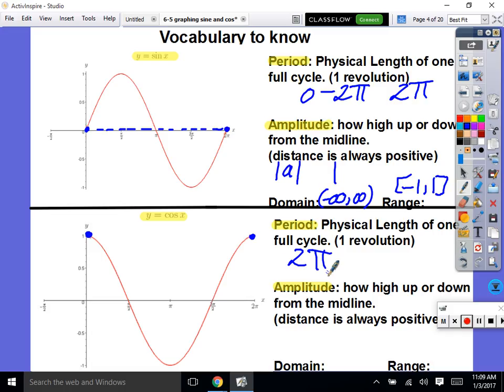And our amplitude, it's bouncing from the midline. Our function's bouncing between +1 and -1, so our amplitude would be 1. And our domain, once again, we can keep going around the unit circle. So for cosine, our domain is -infinity to infinity, because we can draw in as many cycles as we want. Our range is -1 to 1.